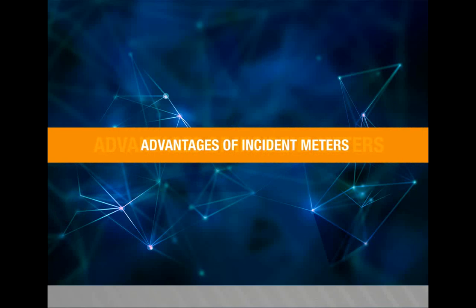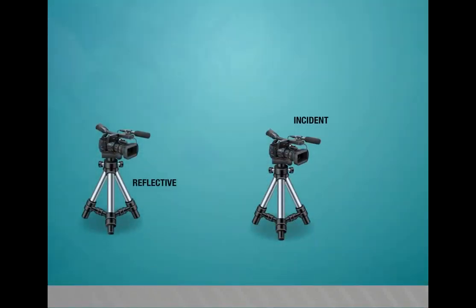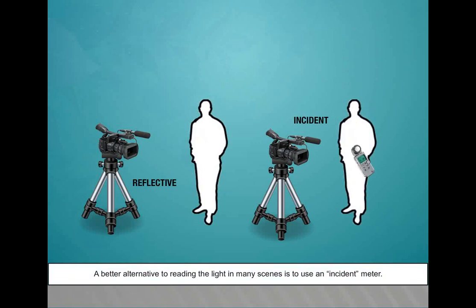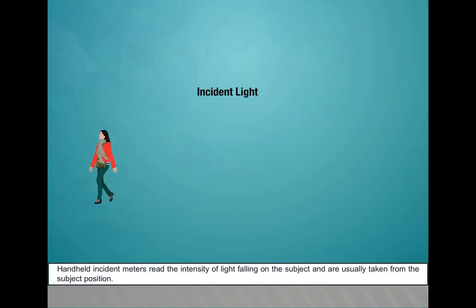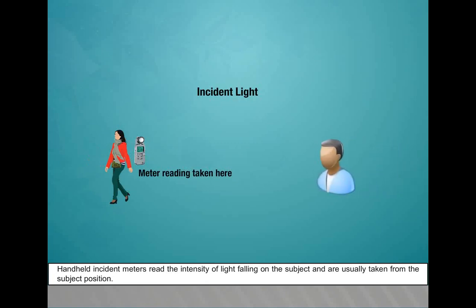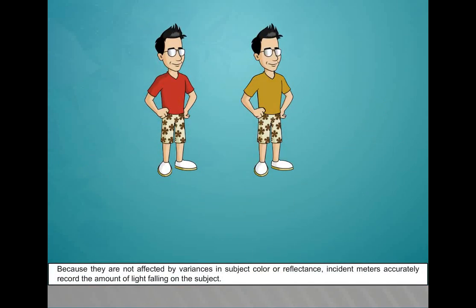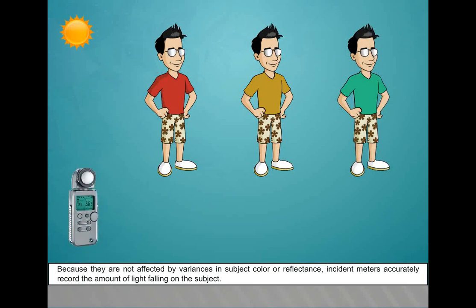Advantages of incident meters. In this video, we are going to see about advantages of incident meters. A better alternative to reading the light in many scenes is to use an incident meter. Handheld incident meters read the intensity of light falling on the subject and are usually taken from the subject position. Because they are not affected by variances in subject color or reflectance, incident meters accurately record the amount of light falling on the subject.